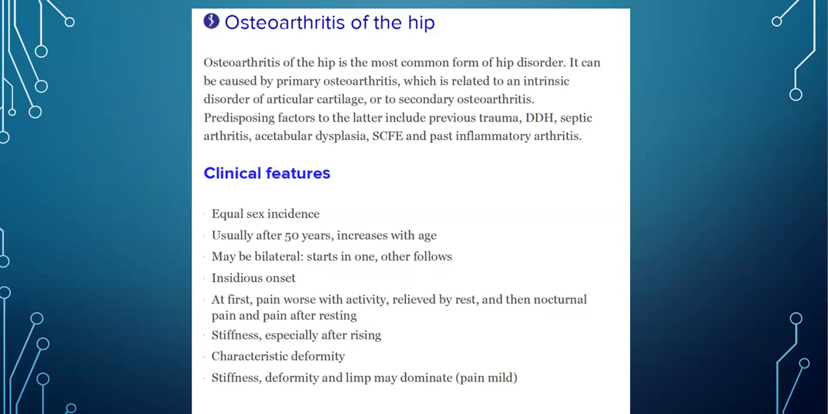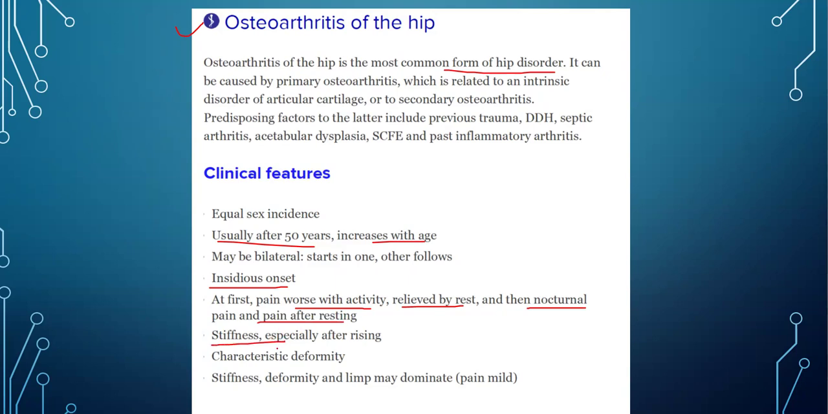Now, elderly hip pain. One of the commonest causes of hip pain in the elderly is osteoarthritis of the hip. It is the most common form of hip disorder in an elderly patient. It's mainly wear and tear of the joint. It is common after 50 and increases with age. It's an insidious, chronic onset. At first, the pain will increase after activity and be relieved by rest. Then nocturnal pain will appear, and pain will even happen after rest.